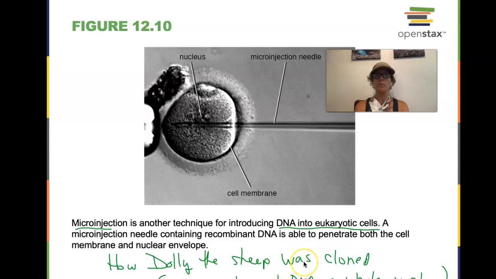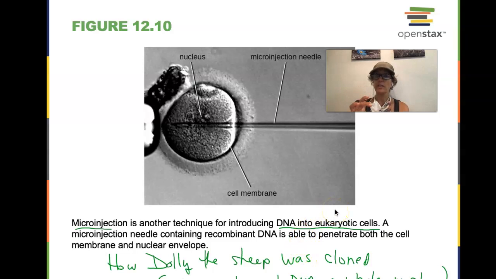Now, Dolly the sheep you may have heard of, first mammal to be successfully cloned. This microinjection technique was used to do that. It wasn't through recombinant DNA. The whole nucleus of a mammary cell was removed, and that whole nucleus was microinjected into an egg cell that had had its nucleus removed.